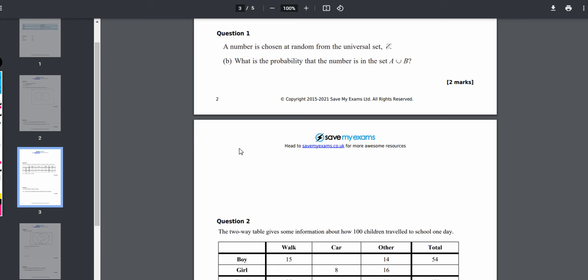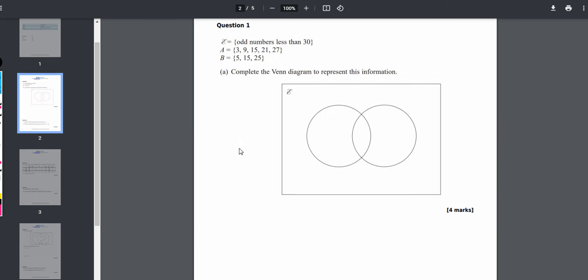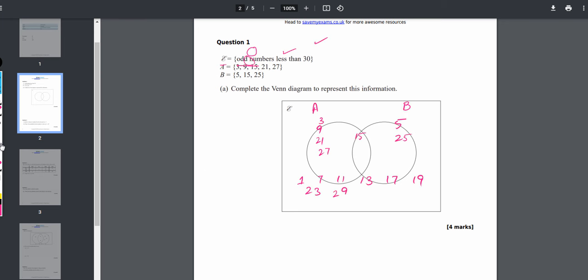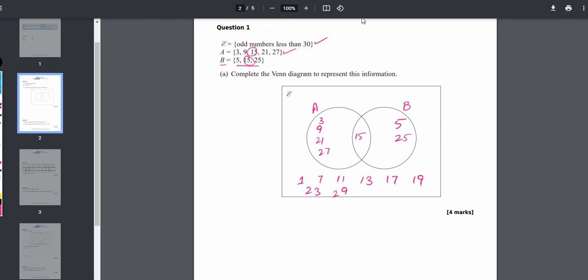Alright, so in this part it says a number is chosen at random from the universal set. What is the probability that the number is in set A union B? So we have to find the probability that the number will be in A union B. For A union B it means that the number should be inside A or B. Like our numbers should be these ones. So these numbers are inside A and B.